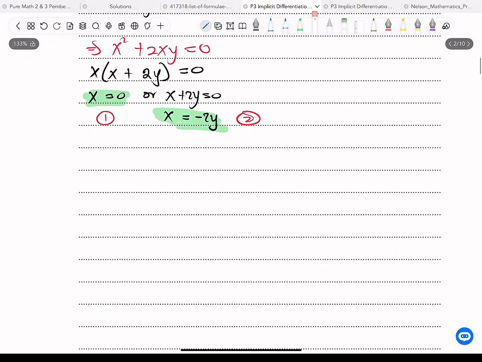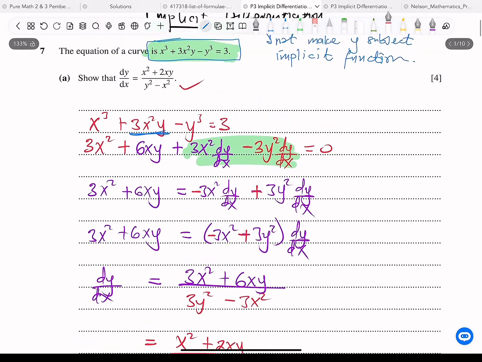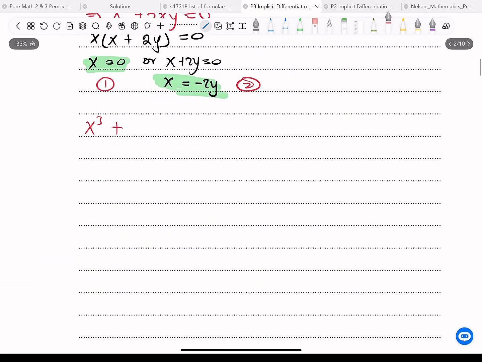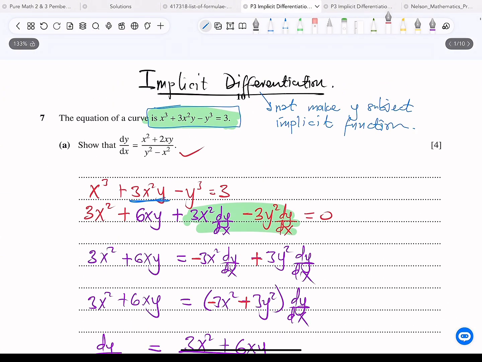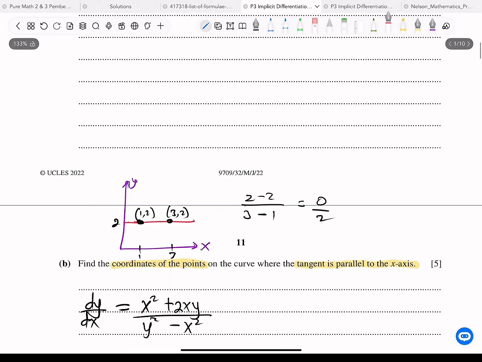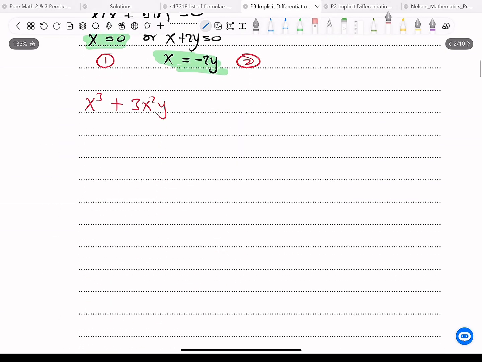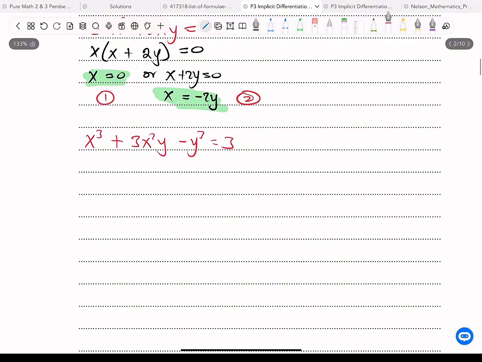So the original equation was given as x cubed plus 3x squared y minus y cubed equals 3. So you're going to solve this simultaneously with this. We can call this equation 3, okay? But the point is you do it one by one. So let's start with equation 1.